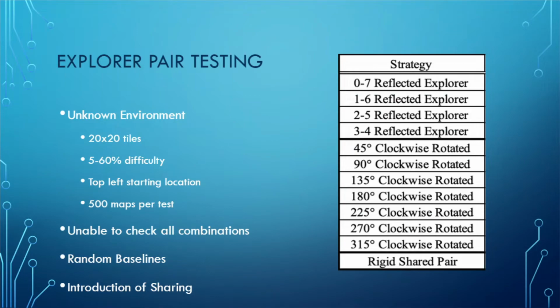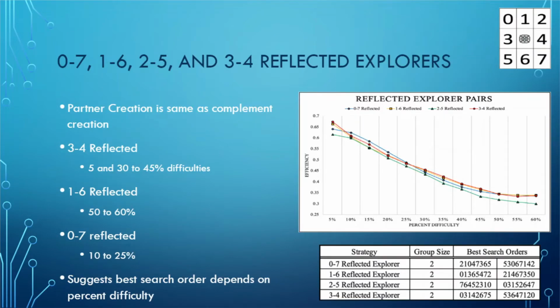These were then compared to 2 random baselines. One was non-shared random and one was shared random. To create a reflected explorer pair, you'd first take your original search order and then, much like when creating a complement, reflect it over a line described by the 2 numbers in the name. So for 0-7, the line would be drawn from 0 to 7, and we take the original search order and reflect it over. This would also work with the 1-6, the 2-5, and the 3-4.